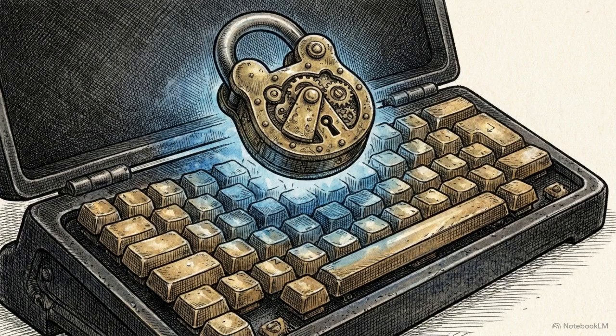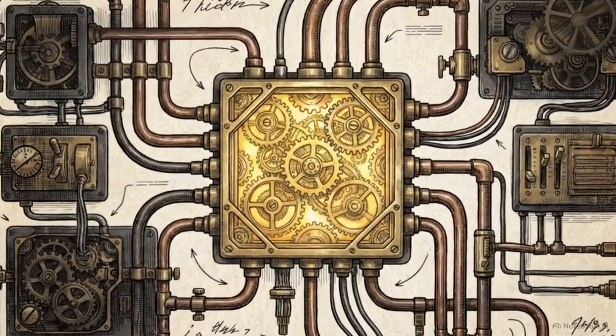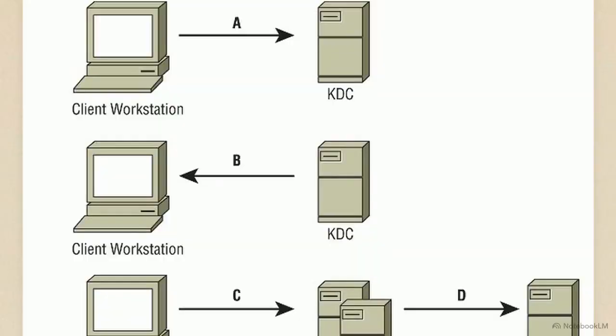As we map this out, look for the specific mechanism that handles the user's secret, as we determine if it's possible to grant access without the password ever leaving the workstation's local memory. This schematic illustrates the blueprint for that process, physically separating the cryptographic proof of a user's identity from the assertion of their access rights.